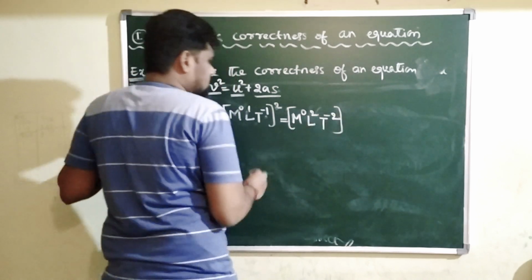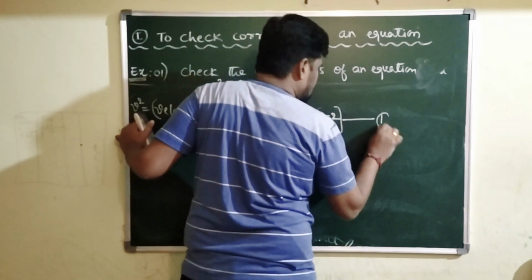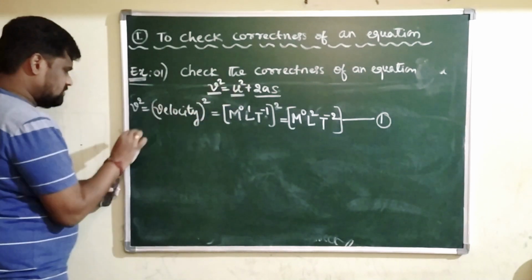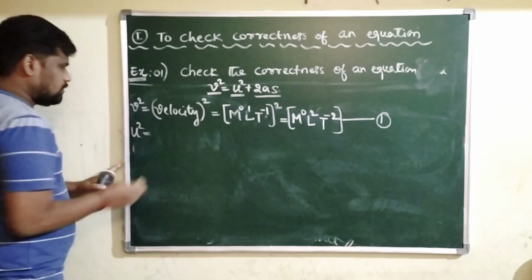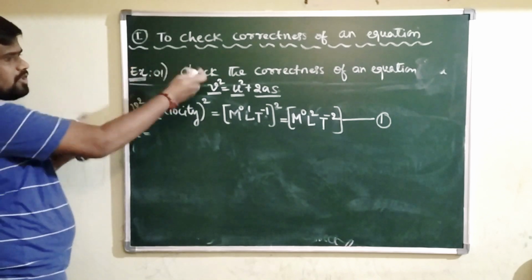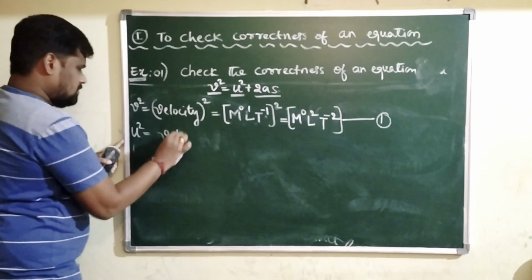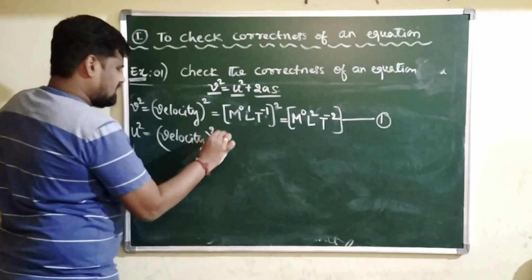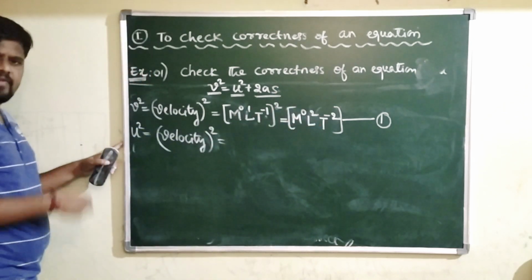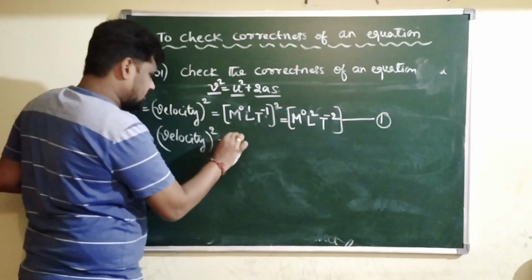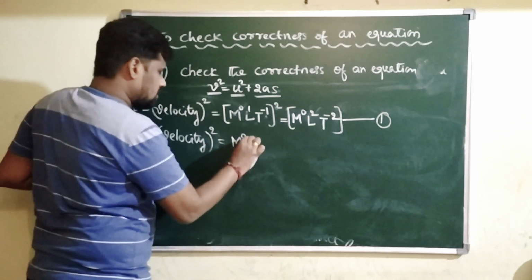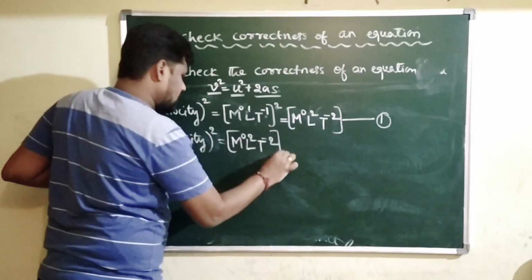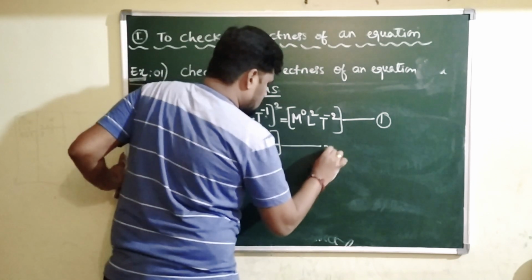Correct? This is the dimensional formula for what? First term. Second term, that is u square. As I said, u square is also the velocity square. U square is once again velocity square. Already we determined here. Final result I can write, that is M0 L2 T power minus 2. This I will call as equation number 2.